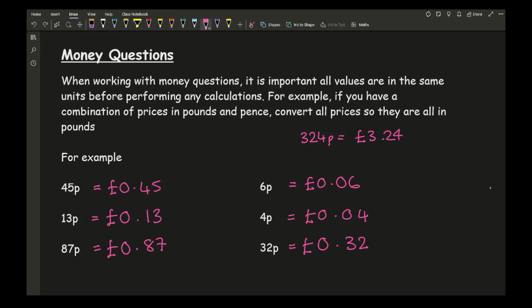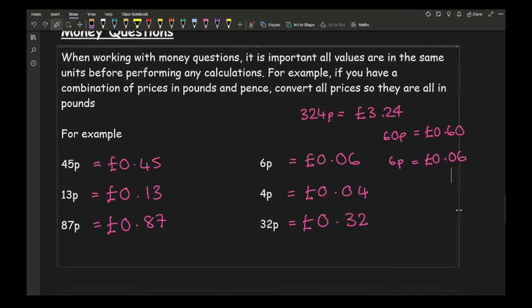Now, obviously, if you had something as, let's say, 324 pence, then that would be £3.24. The key thing is knowing the difference between 60 pence and 6 pence. Well, 60 pence would be 0.60 and 6 pence would be 0.06. So just make sure that you're aware of those, because it's very easy to make these types of mistakes. And usually if you're going to go wrong, then that's usually where the mistakes come from.